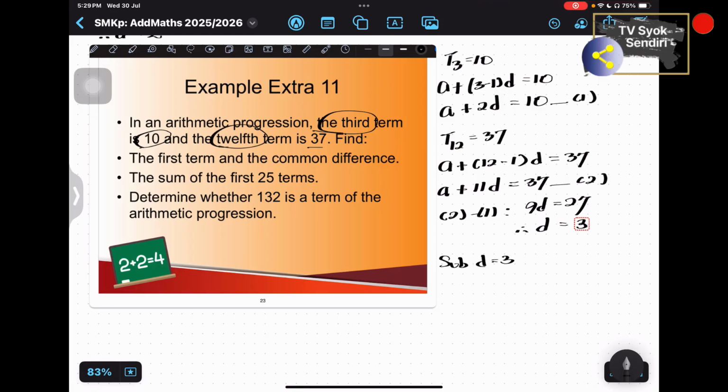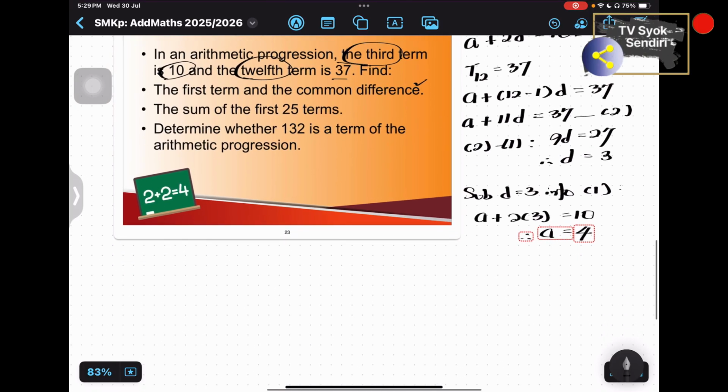Substitute D equal to 3 into number 1. So I have A plus 2 times 3 equal to 10. So directly telling you my A is equal to 4. Yeah, 10 minus 6, then I'm going to get 4. Now I have A equal to 4, D equal to 3. So I'm done with the first one.